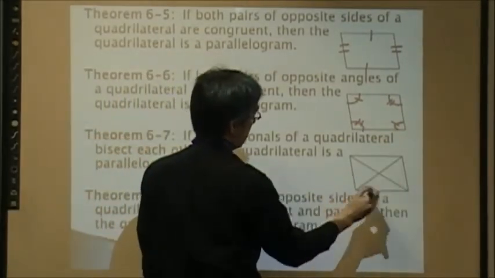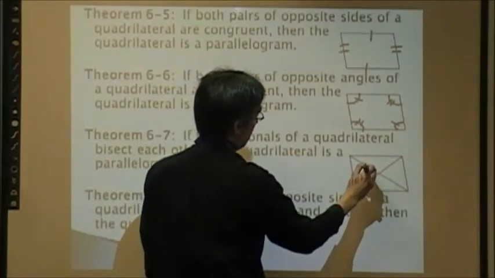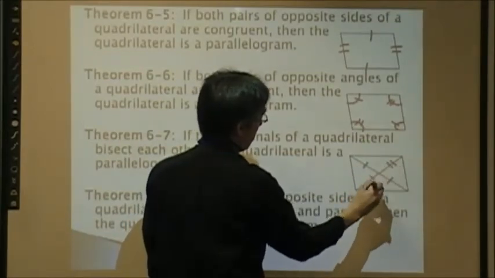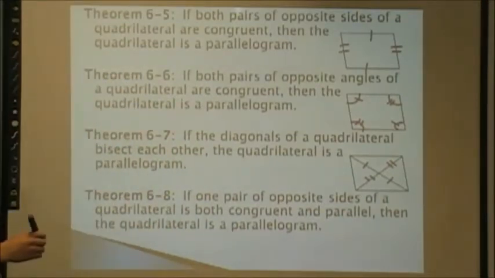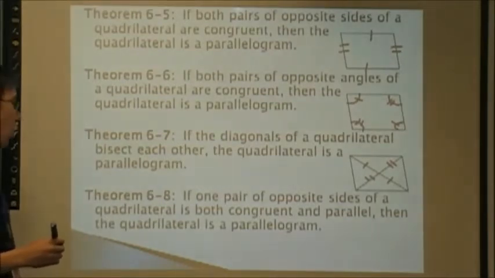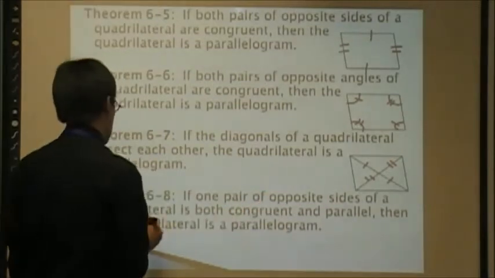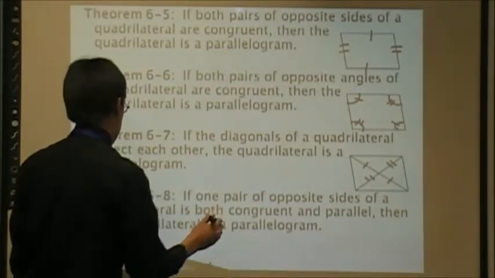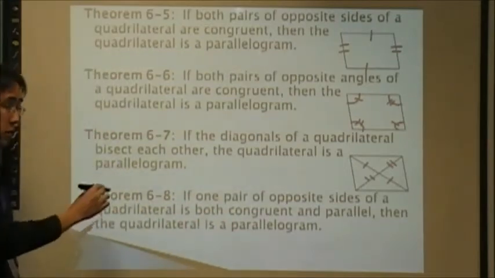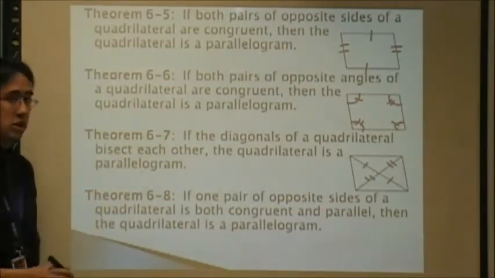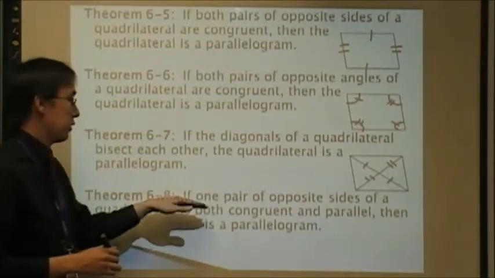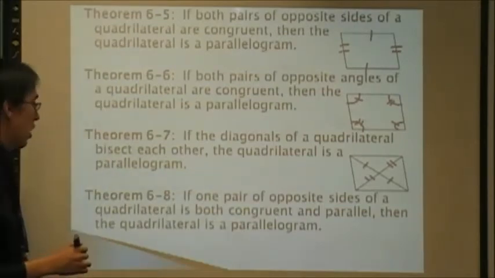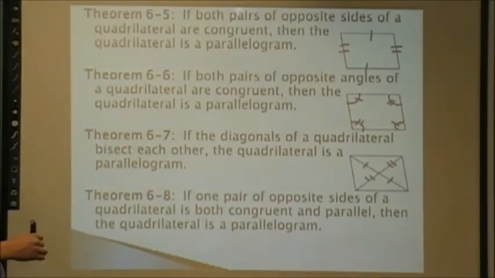Again, I take a quadrilateral, draw the diagonals. If the diagonals both bisect each other, then we have a parallelogram. And then if one pair of opposite sides of a quadrilateral is both congruent and parallel, then the quadrilateral is a parallelogram. Now this is the one that's different, so I want to make sure it stands out. We'll actually prove this one, but if one pair of opposite sides of a quadrilateral is both congruent and parallel, then the quadrilateral is a parallelogram.